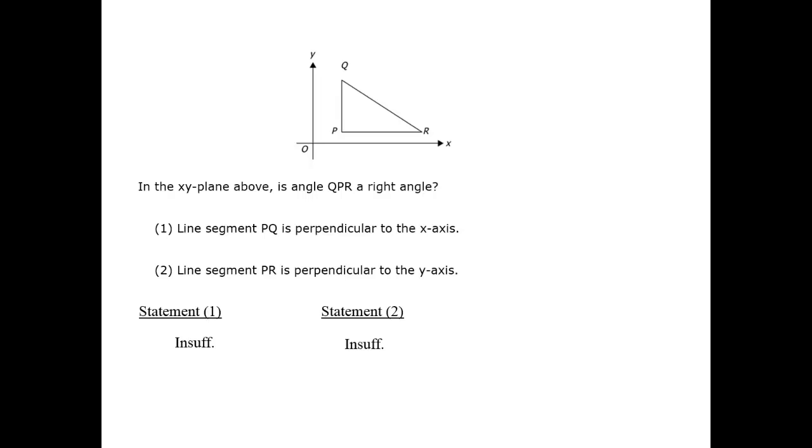If we combine the statements, we have a different situation. We now know the two sides of the triangle are parallel to the coordinate axes. That means they must be perpendicular to each other, so they must form a right angle. We can answer the question definitively, so we have sufficient information. The correct answer is C.